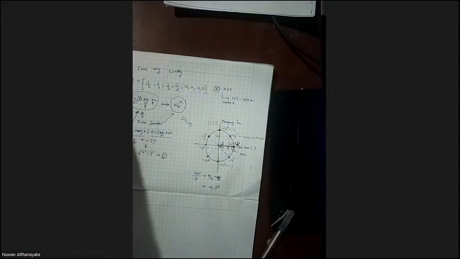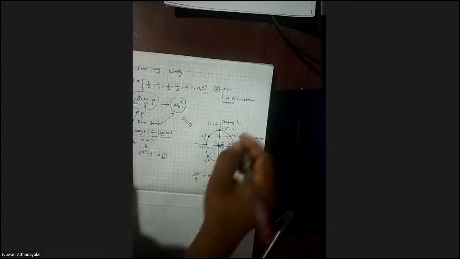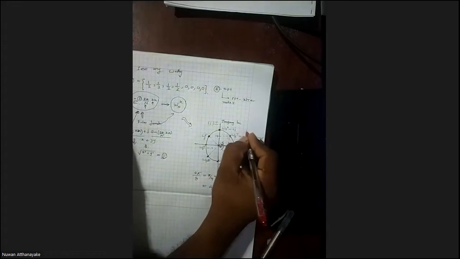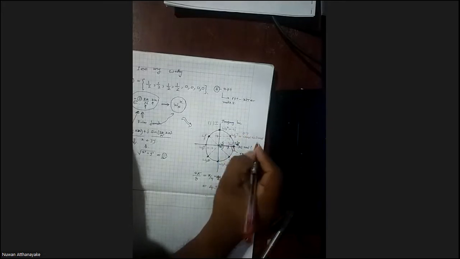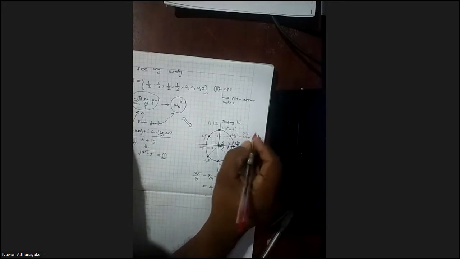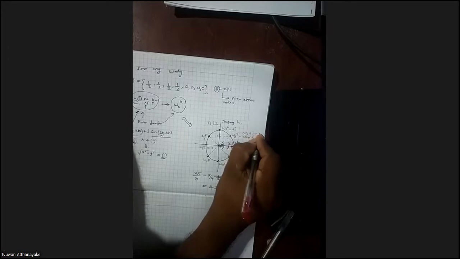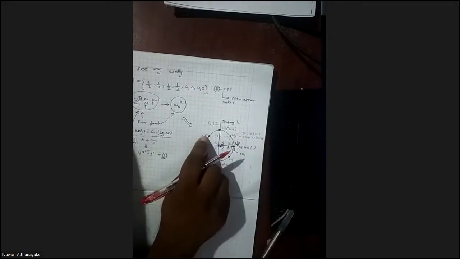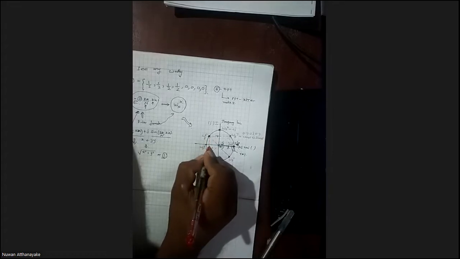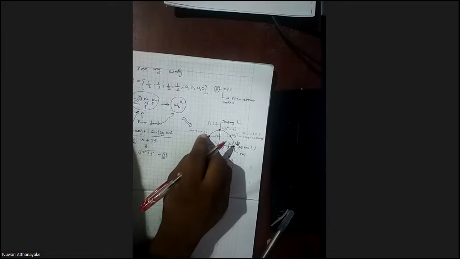Yes, 0.7. Okay, so this will be 0.7, and sin 45 also 0.7, no? So plus j0.7. And what is the value here? The same value, no? The same magnitude, but this will be minus. Okay, this will be minus and this will be plus. So you have minus 0.7 plus 0.7j.